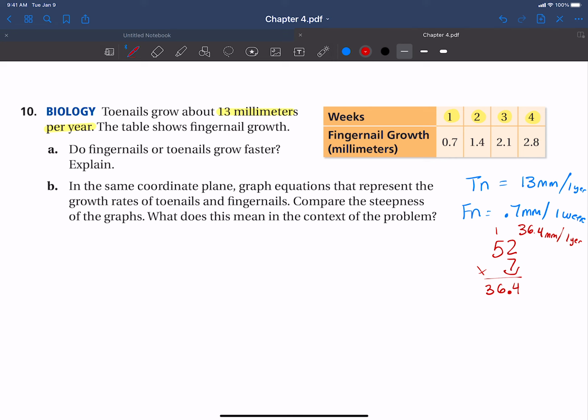Compare the steepness of the graphs, and what would it mean in the context of the problem? Now, I have a question. If I were to graph this, you just told me who is growing faster? Fingernails. If fingernails are growing faster, would their line be smaller, steeper, or less steep than the toenail growth? Steeper. Because they're going up higher.